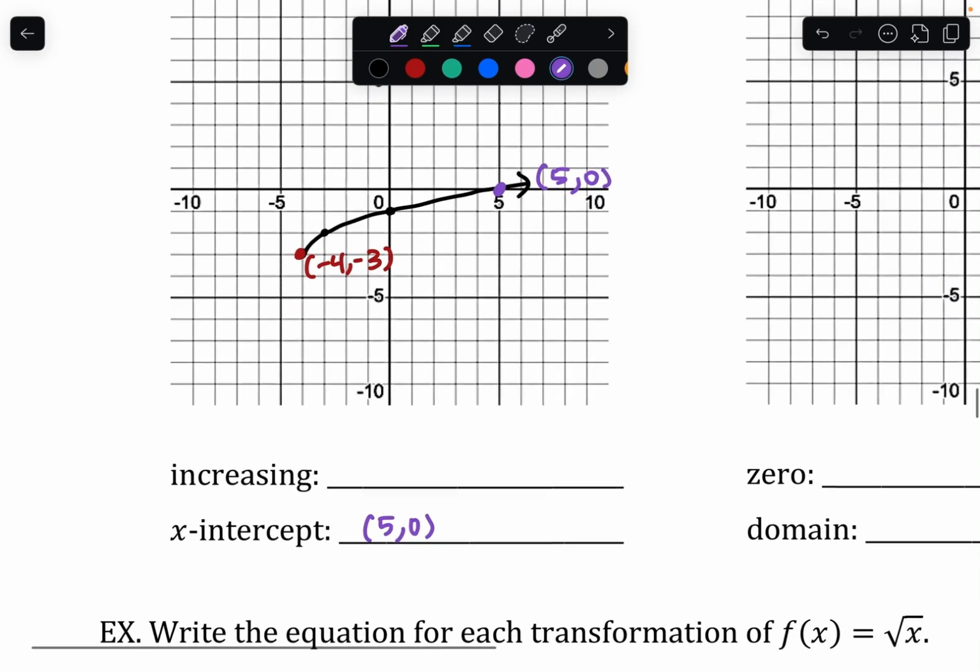And then increasing, this function is either always increasing or always decreasing. And so looking at our graph, it is going up and continuously goes up. It's going to keep going up. And so our function is going to be increasing over the entire domain. So from that -4 where we started, all the way to infinity, which is the entire domain.